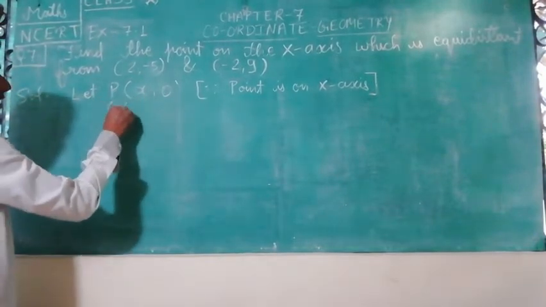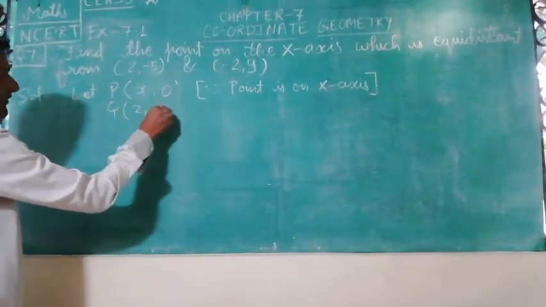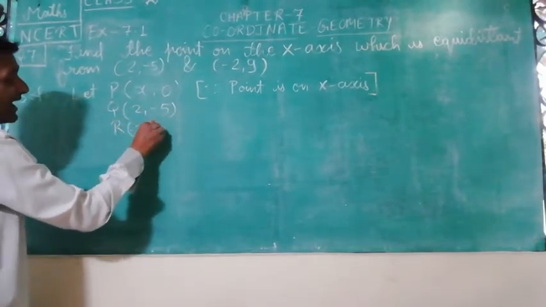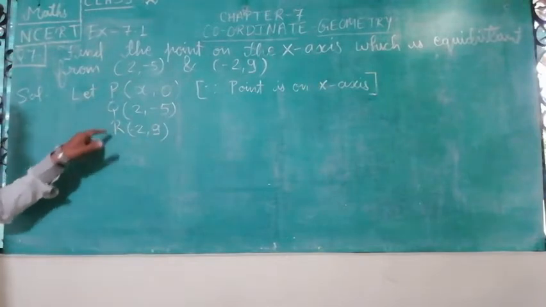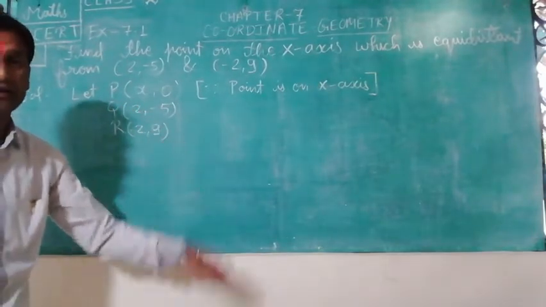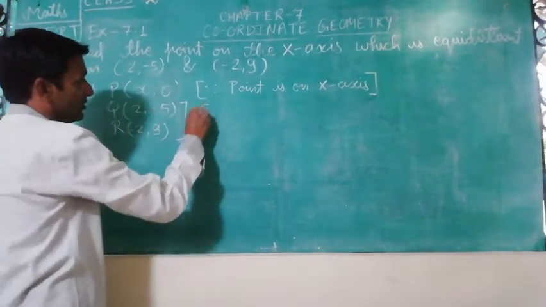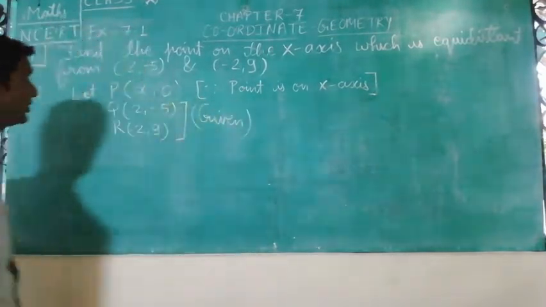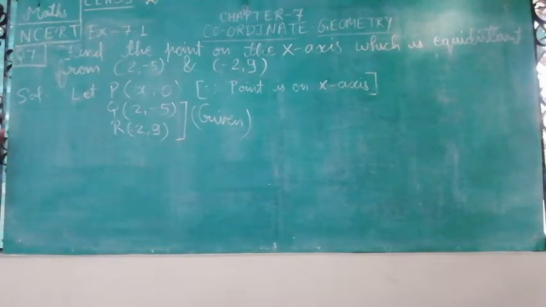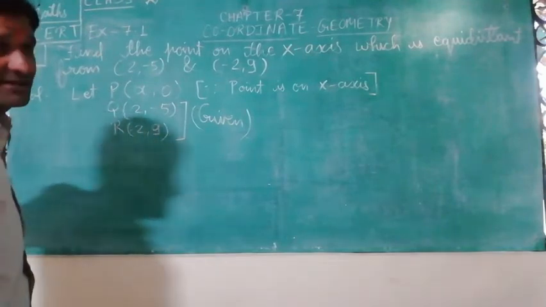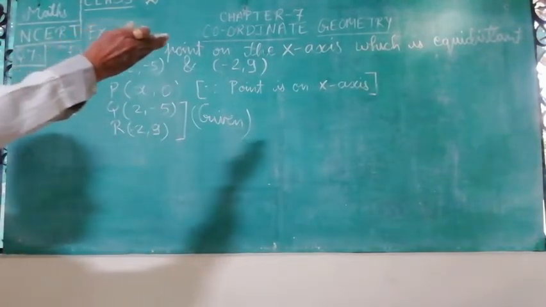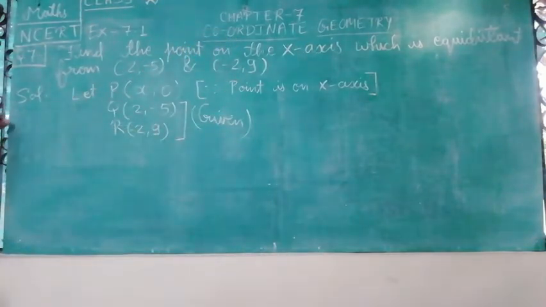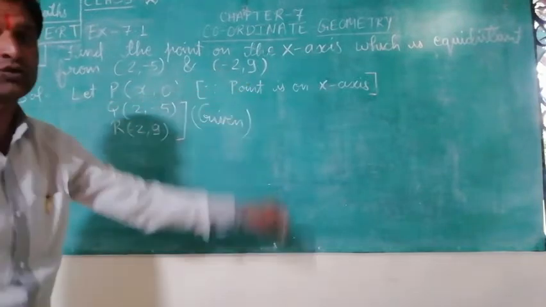Coordinates of Q I am considering (2, -5), and coordinates of R I am considering (-2, 9). I am considering these points only, as the coordinates are given already. So now what is necessary for us? To apply the distance formula here, because the condition related to distance only is given in our question: find the point on the x-axis which is equidistant from (2, -5) and (-2, 9).